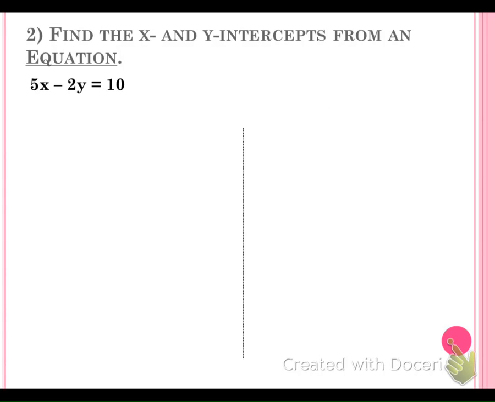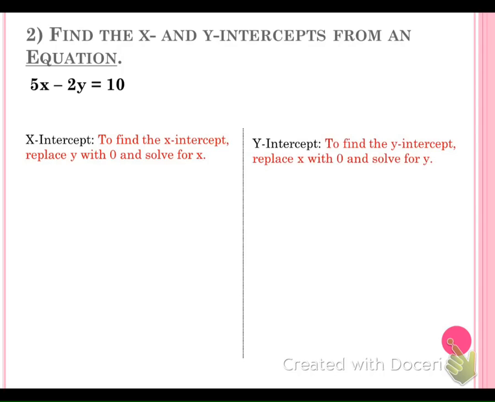Now let's find the x and the y-intercepts from an equation. And the way to find the x-intercept is to make the y equal 0. And the way to find the y-intercept is to make the x equal 0. So we're going to begin with the x-intercept. We have to make y equal 0.